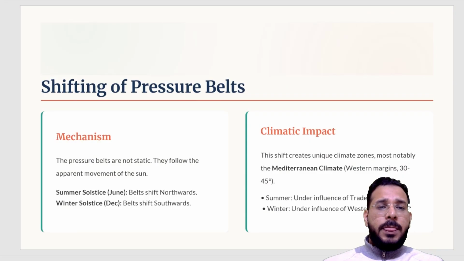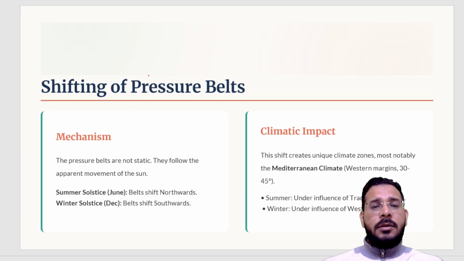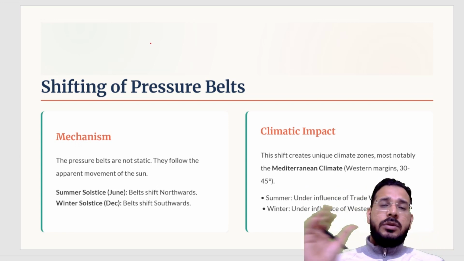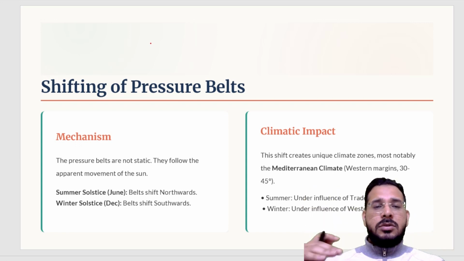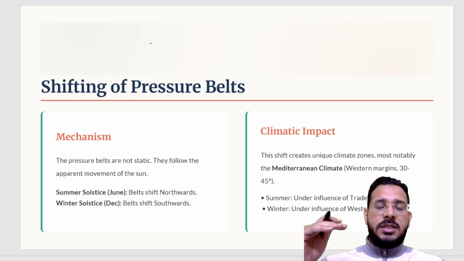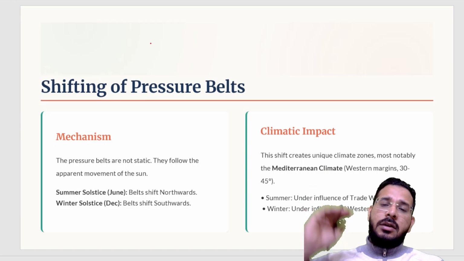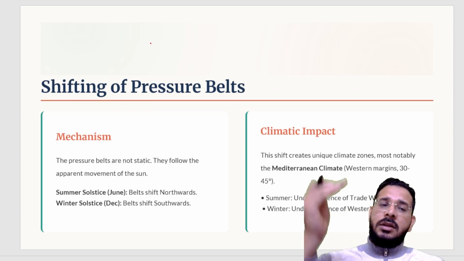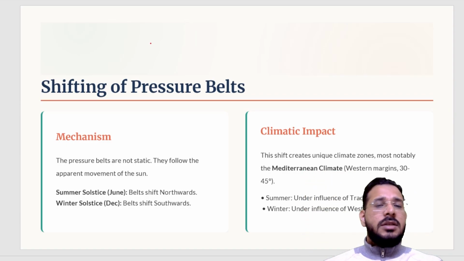And also the pressure belts are not constant. We know because of the tilt of the earth, which is revolving around the sun, there is apparent movement of the sun. When the sun is shifted towards the northern hemisphere, the pressure belts also shift towards the north. When the sun is shifting towards the southern hemisphere, the pressure belts also shift towards the southern hemisphere. So around 5 to 10 degrees of shift happens in the pressure belts.